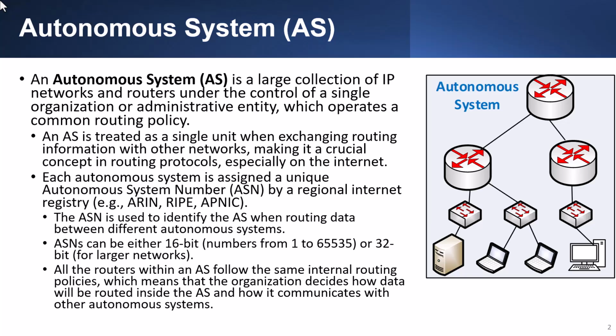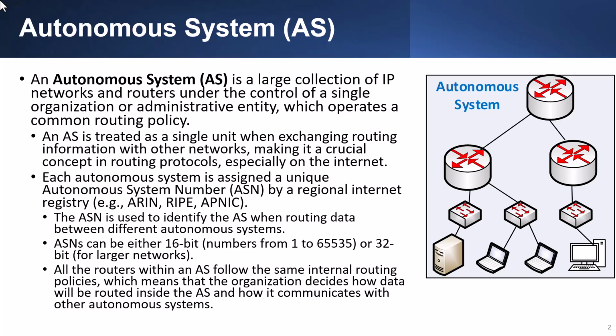Each autonomous system is assigned a unique autonomous system number, or ASN, by a regional internet registry. The ASN is used to identify the AS when routing data between different autonomous systems. ASNs can be either 16-bit, numbered from 1 to 65,535, or 32-bit for larger networks.